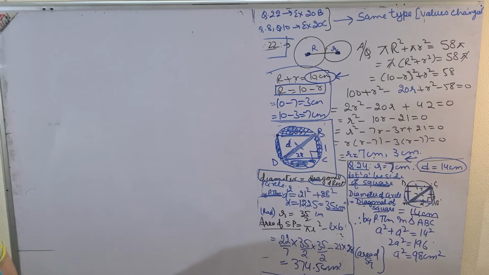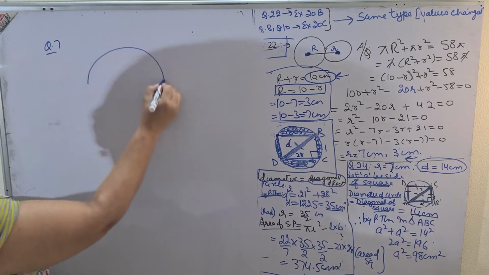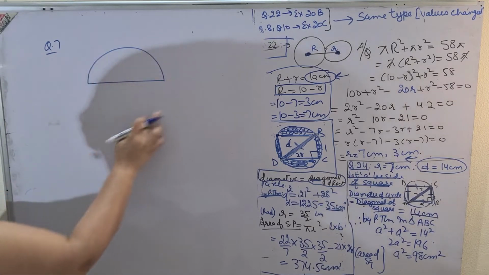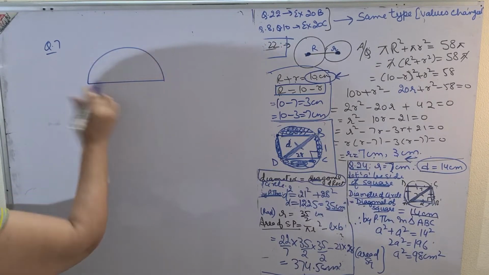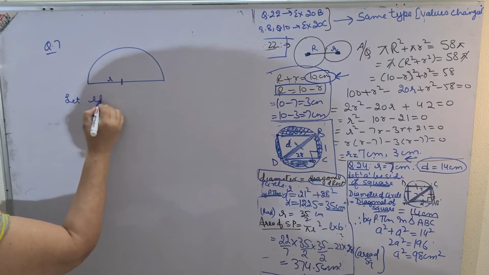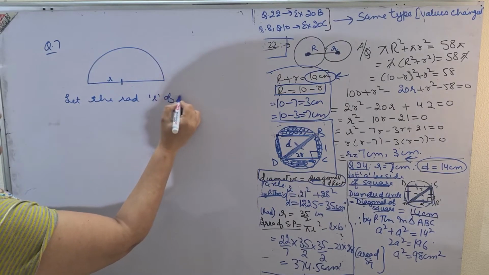Exercise 20D, question number 7. Very simple sum. That is the perimeter of a semicircular plate. Children, this is an important one, so I am discussing it with you. A semicircular plate is given and its perimeter means all round boundary. Let the radius be r of the semicircular plate.